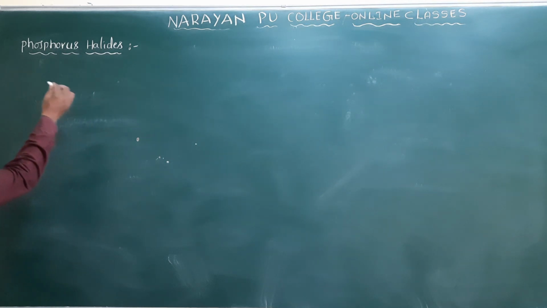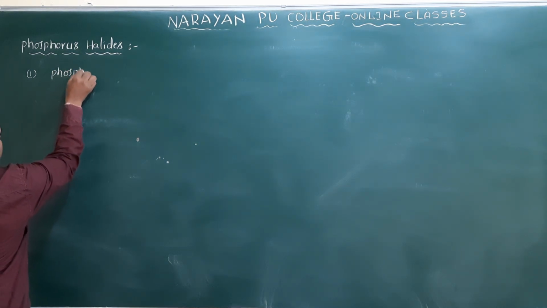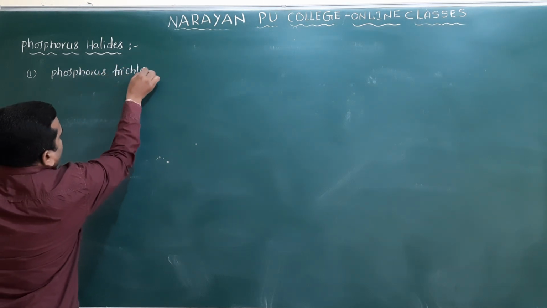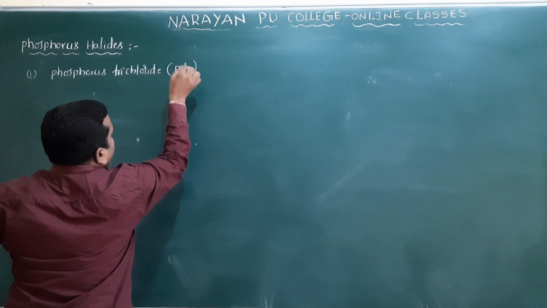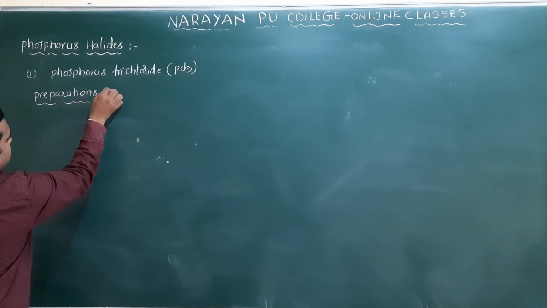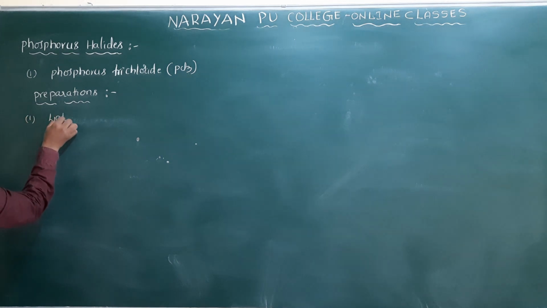In that, first we will discuss phosphorus trichloride. Put the heading phosphorus trichloride. What is the formula? Phosphorus trichloride, PCl3. Now write the first one, preparations. We have two preparation methods here. The first one is the laboratory preparation.